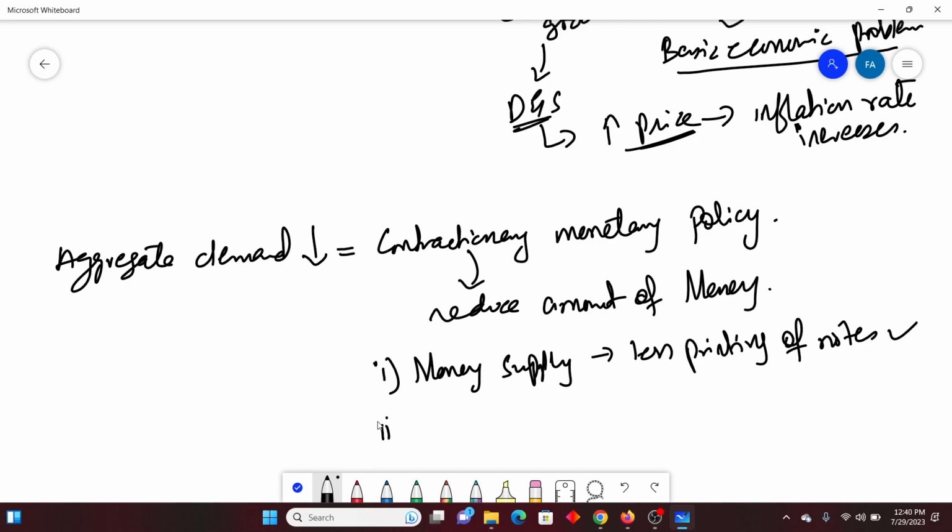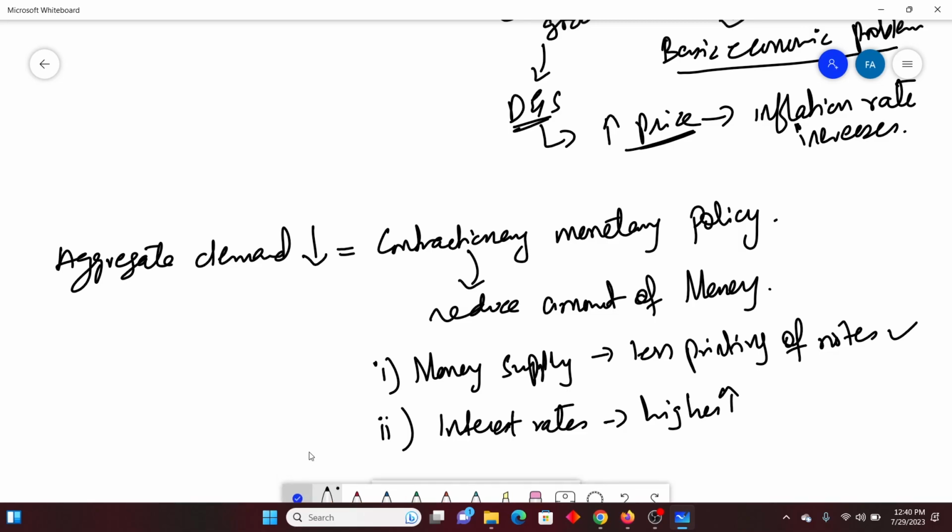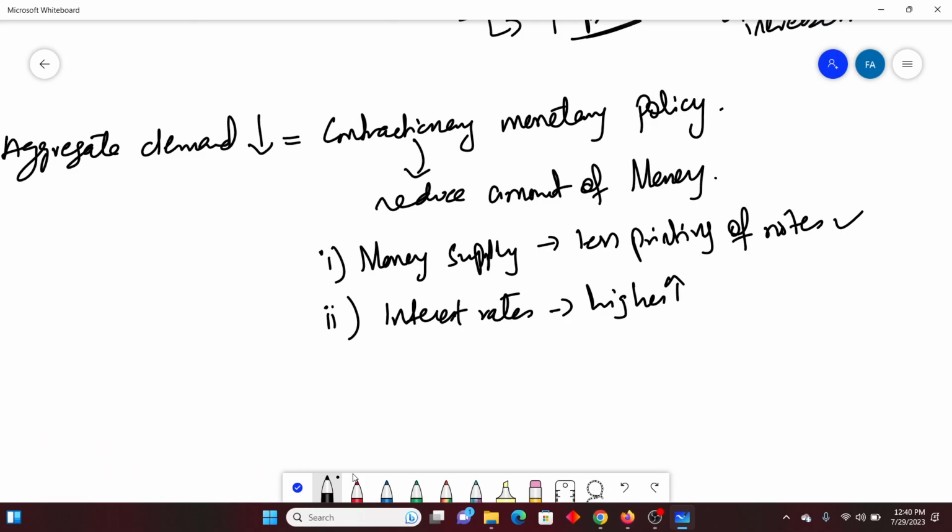Second thing, if you want people to spend less in the market, we'll make the interest rates higher. You know this very well, that when the interest rates are increased, people are not able to buy more, because things have become expensive. They will also prefer to save more. When interest rates are higher, saving is more and borrowing is less, because people have to pay more interest on the borrowing. So borrowing is discouraged in this way.